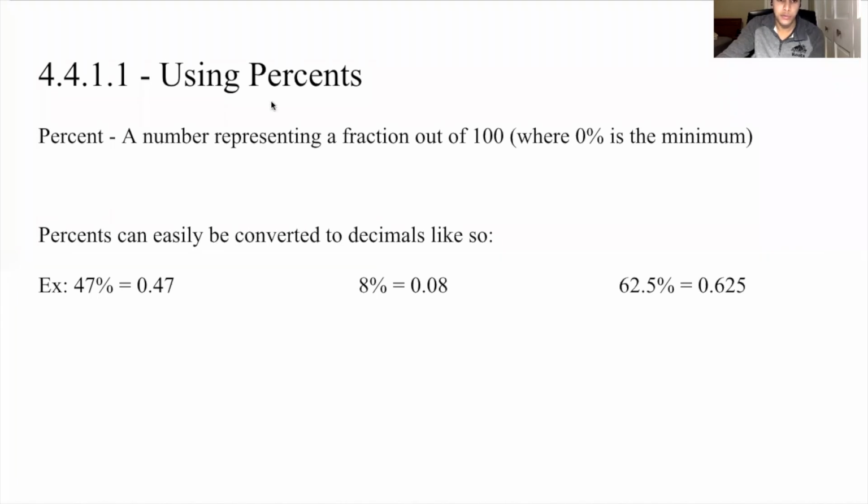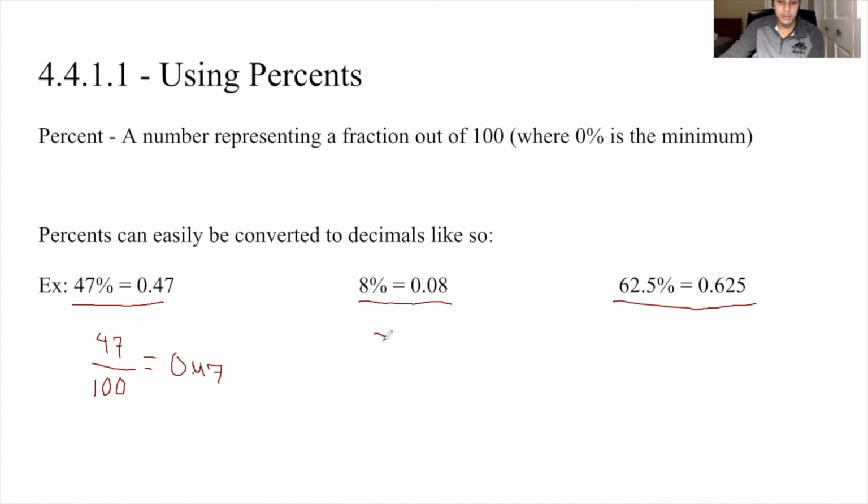Here's how you convert percents to decimals. 47% will be equal to 0.47. 8% is 0.08, and 62.5% is 0.625. The reason why is because if we look at this definition, it says a number representing a fraction out of 100. Therefore, 47% should be 47 representing a fraction out of 100. So 47 over 100 would be the fraction that 47% represents, and that would be equal to 0.47 if we actually divided it.